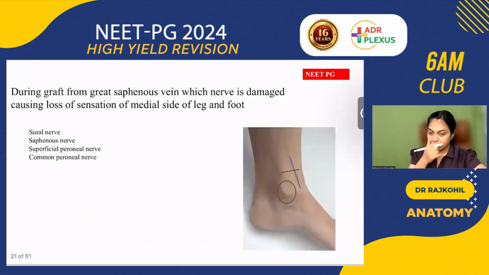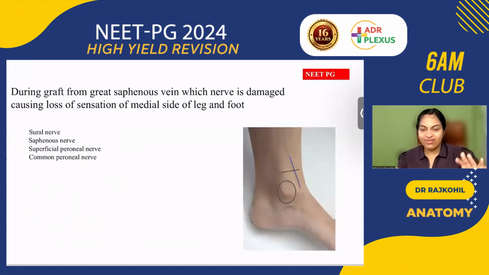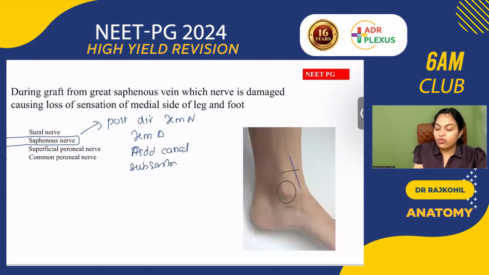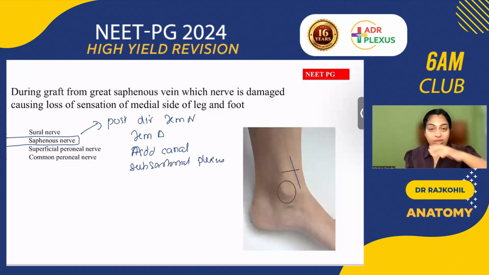This one: graft of the great saphenous vein, the nerve damaged. Easy, right? Guys, are you all there? Yeah, it is an easy question. The saphenous nerve. Can you tell me where it comes from? It is a branch from the posterior division of the femoral nerve. You see it in the femoral triangle and in the adductor canal. It contributes to the subsartorial plexus on the roof of the adductor canal. It accompanies the great saphenous vein. Over the medial malleolus, it lies anterior to the great saphenous vein.